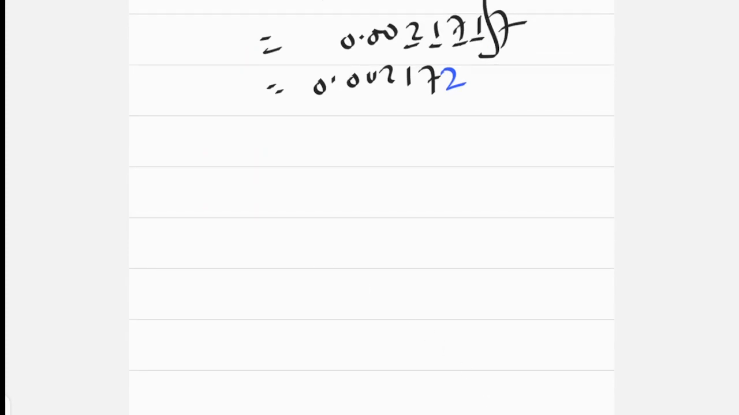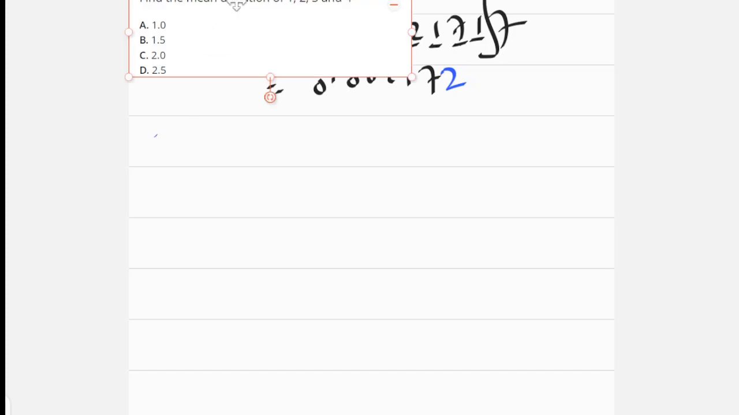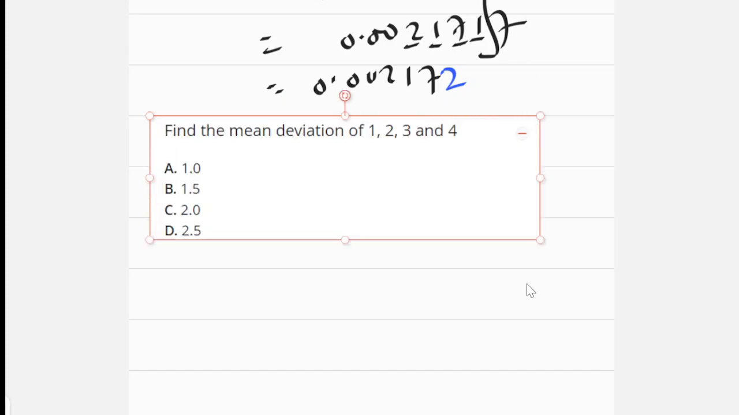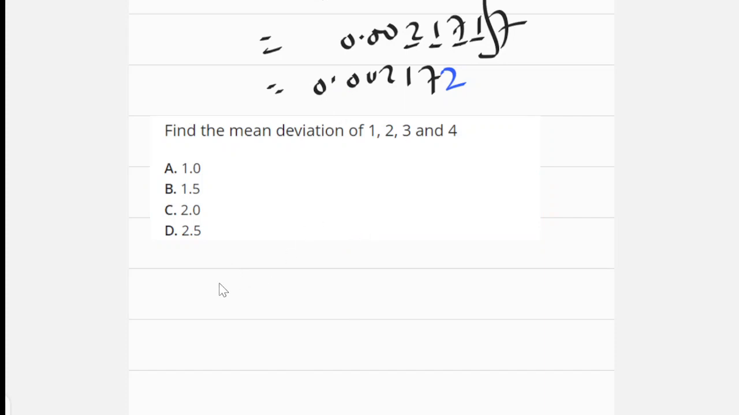Okay, now the next one. I think this one is on statistics, mean deviation. It is not difficult to do as well. How do you find mean deviation? So you have to find the mean deviation of 1, 2, 3, 4. Don't forget the formula for mean deviation. Recall that the formula is what? Mean deviation.